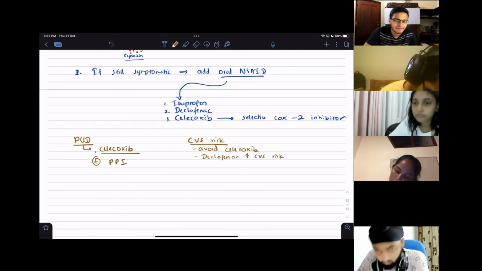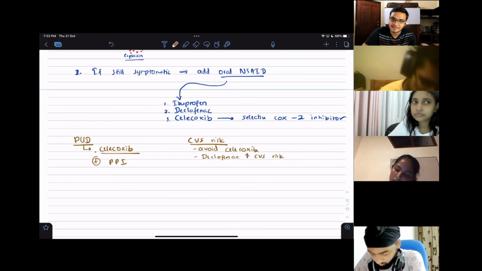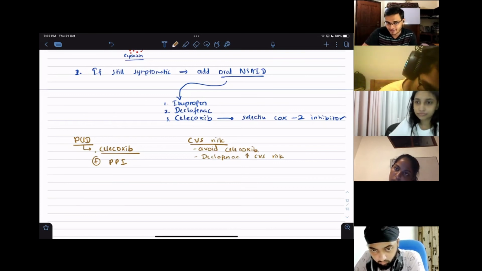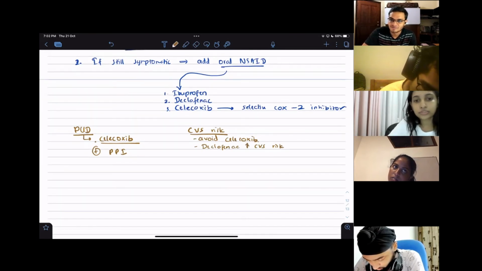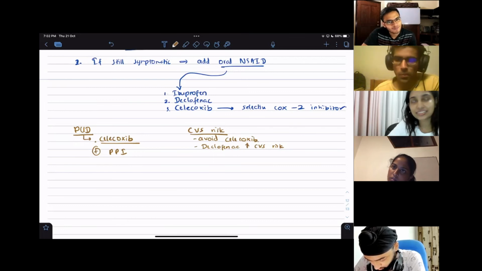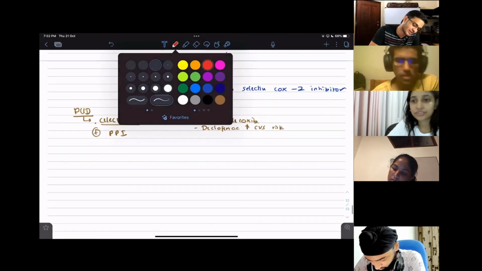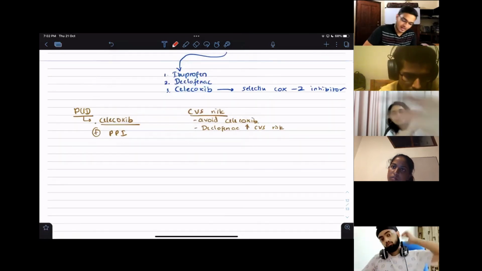Why is this? You'll have to think about the COX pathway now, the cyclooxygenase pathway. Platelet aggregation. Platelet aggregation is done mainly by COX-1 or COX-2? You all remember. Look at this. Let's recall.